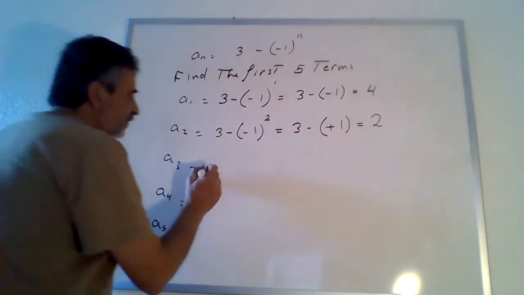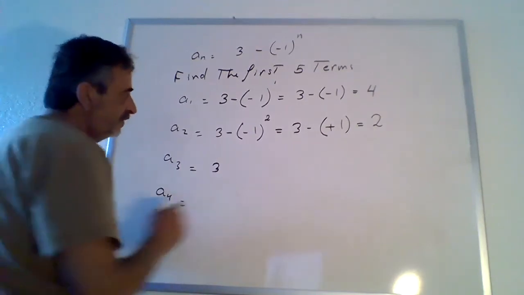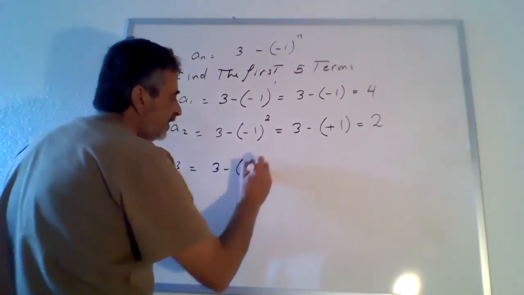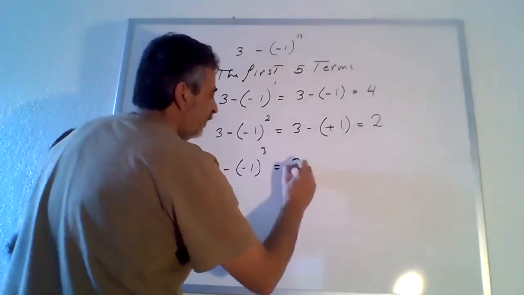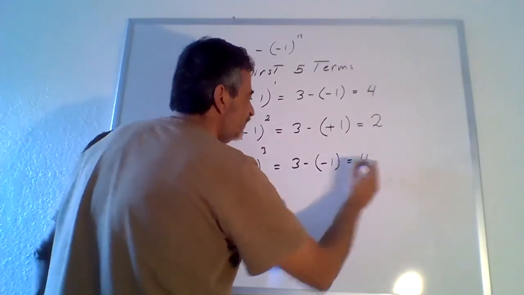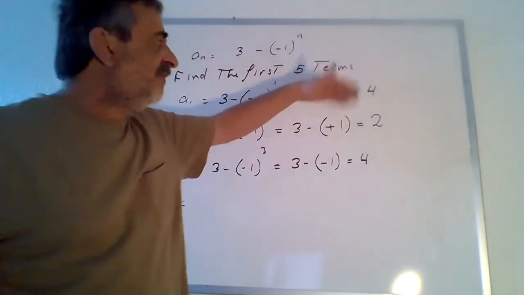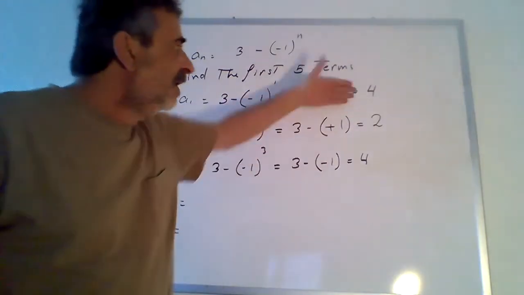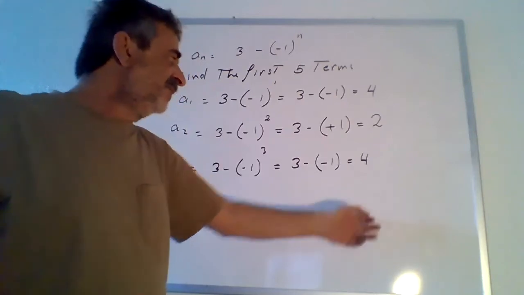And then, of course, we have when n is equal to 3, so it'll be 3 minus (-1) cubed, which is equal to 3 minus (-1), which is equal to 4. So notice in this particular sequence, the elements of the sequence are 4, 2, 4, and of course, the next one is going to be 2, and so on.